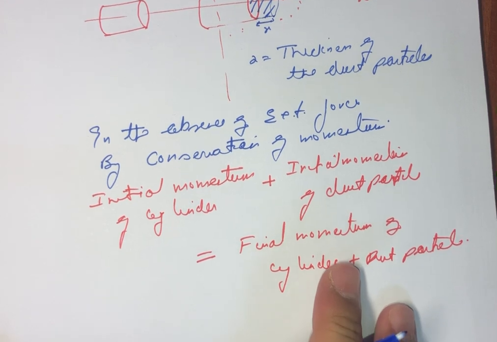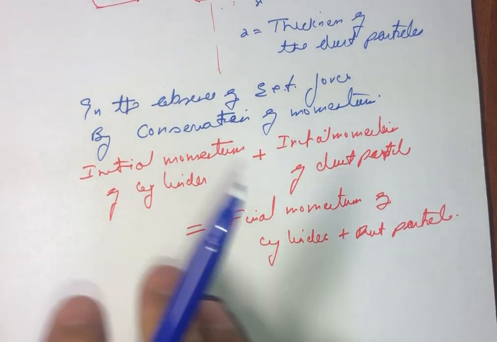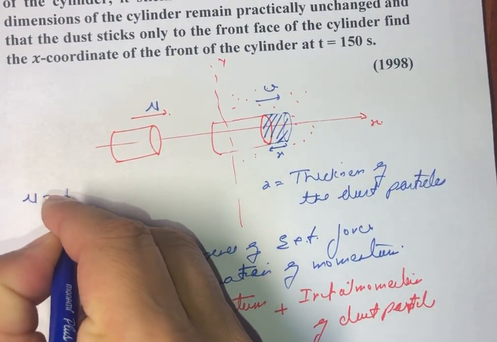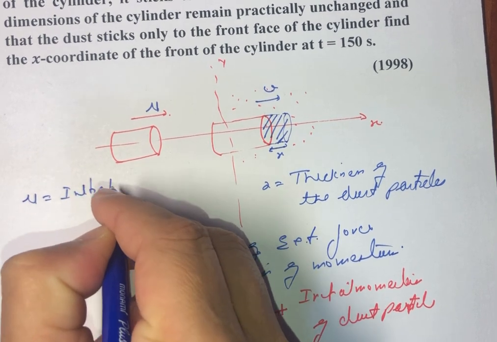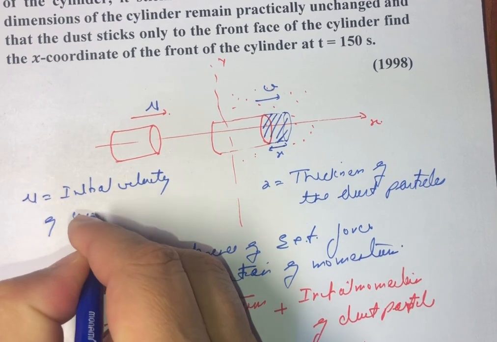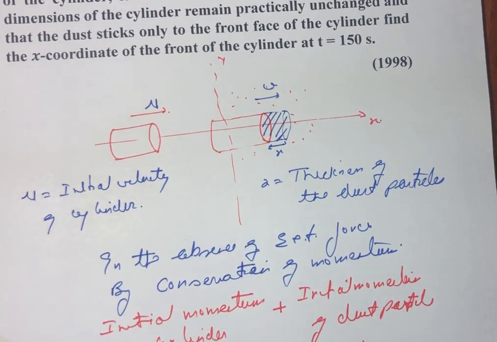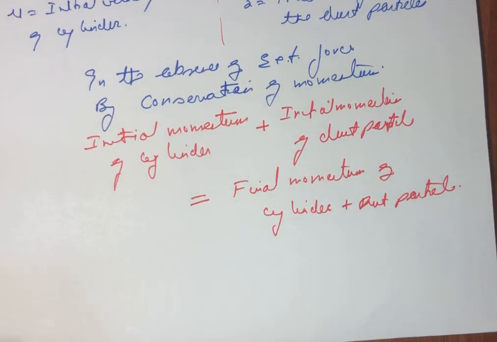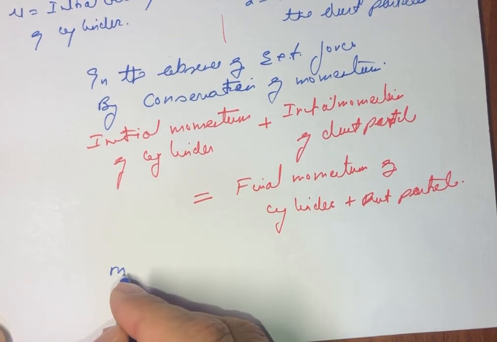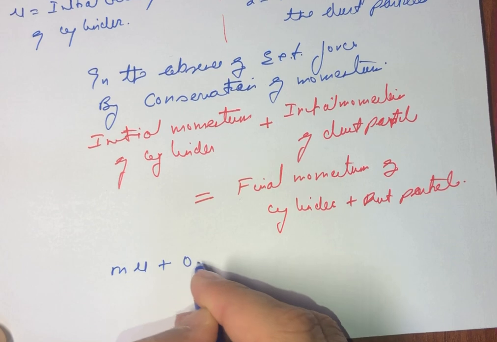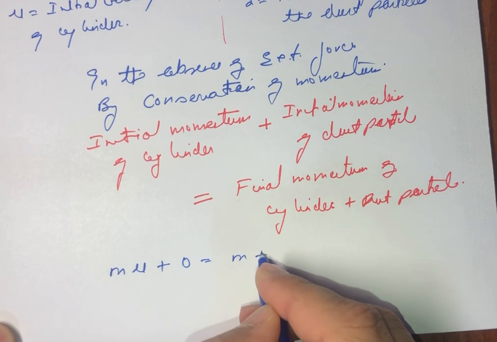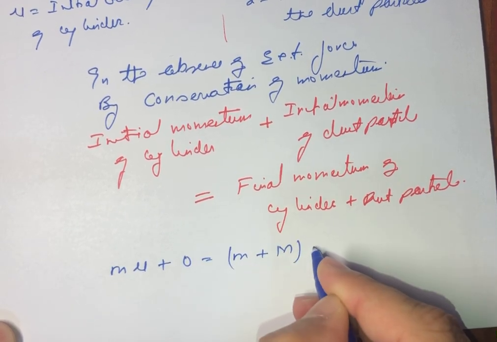So we can write this in the form of an equation. The initial velocity of the cylinder is taken as u. So in the equation form we can say m, which is the mass of the cylinder, times u, plus 0, since initially the dust particles are at rest, and the final momentum will be the mass of the cylinder plus capital M, multiplied by V.